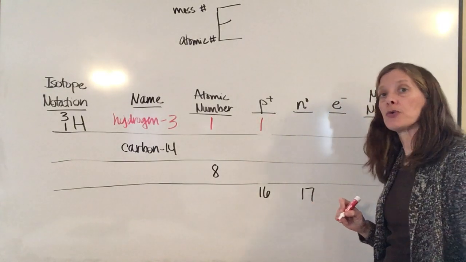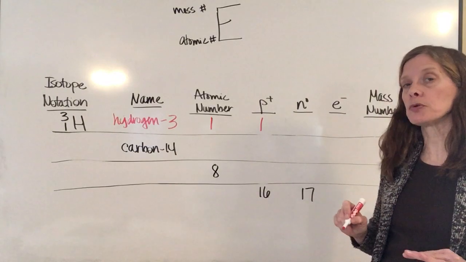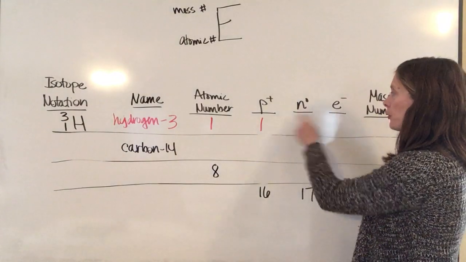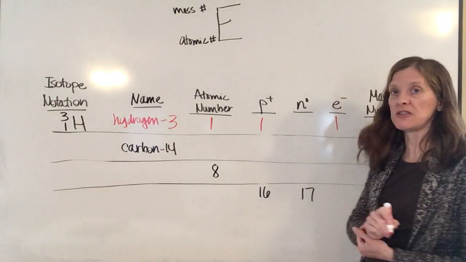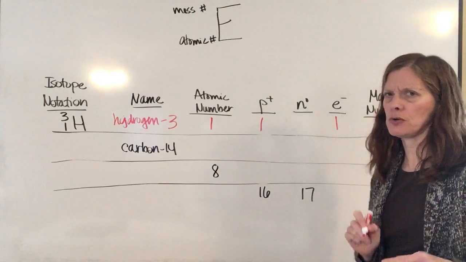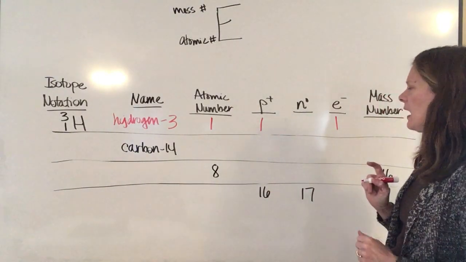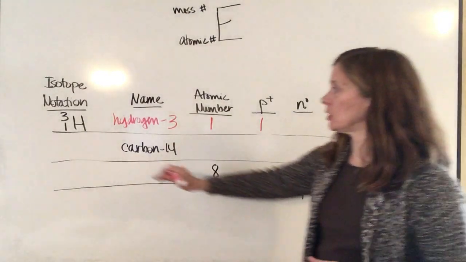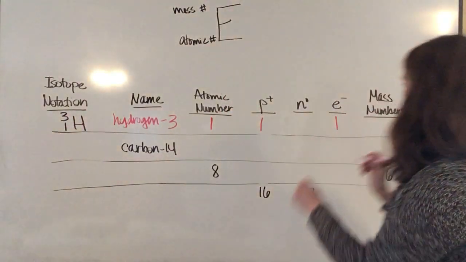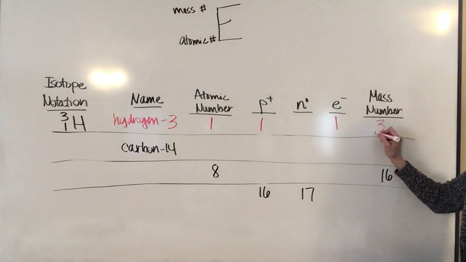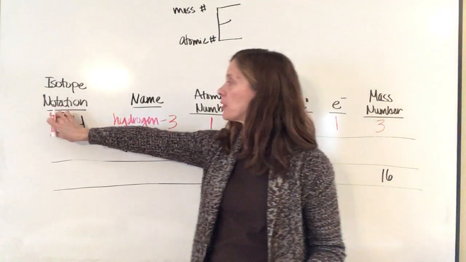And we said that for right now, all the atoms we're looking at are neutral, so the number of protons and the number of electrons are going to be the same. In a day or two, that's not going to be the same anymore, but for right now, they're still the same. The mass number was what's on the top, so I can fill the mass number in. Mass number is 3, because that's what's on the top over here.